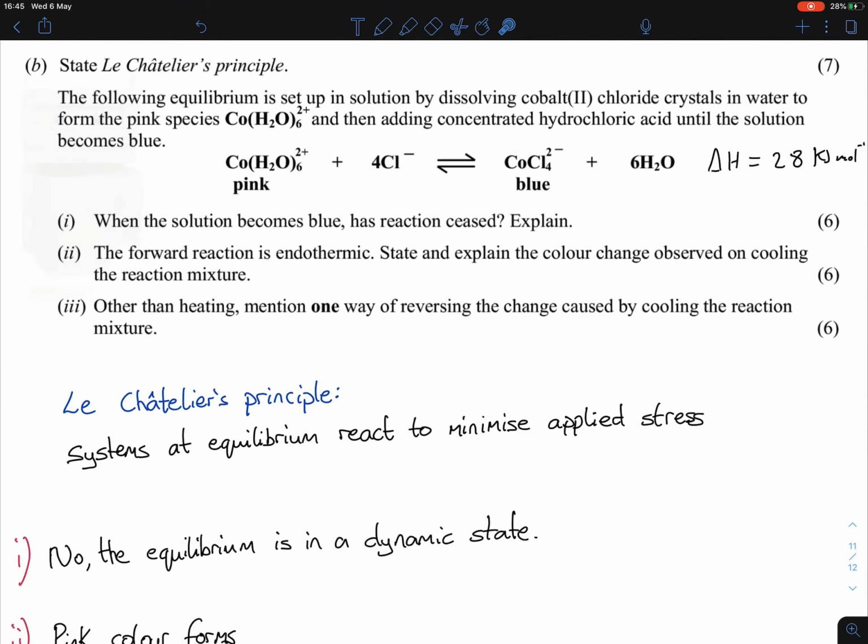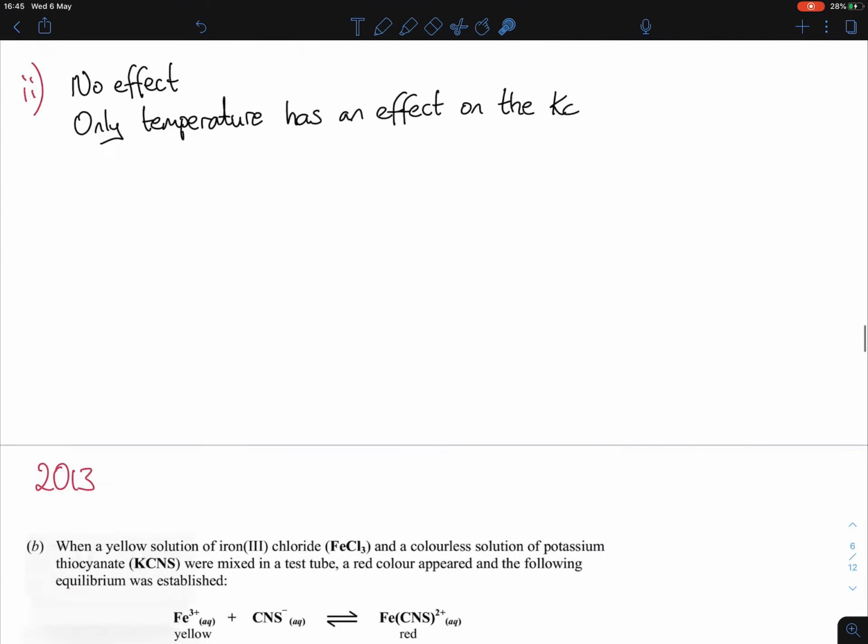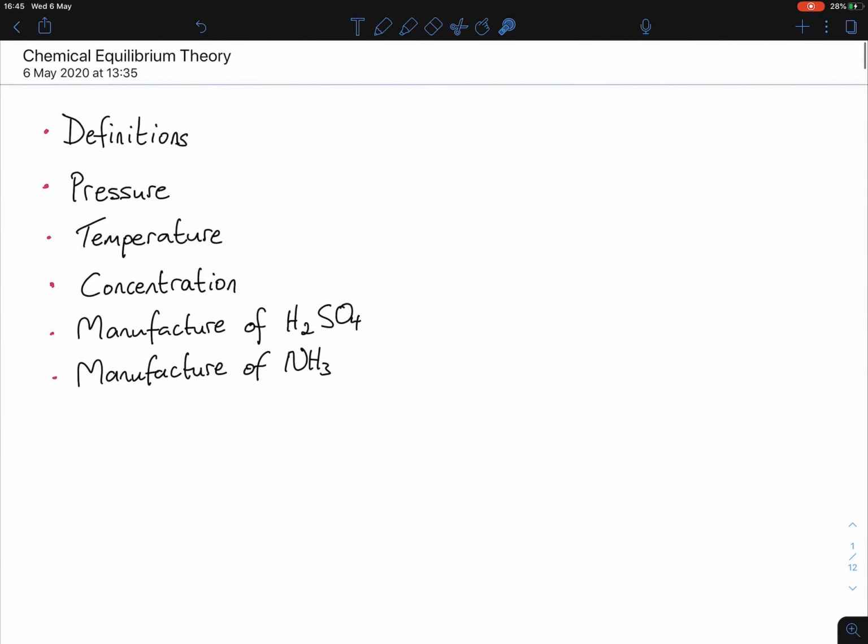So guys, that brings it towards the end of the videos. We've gone through quite a number of years there for the theory. And again, it boils down to the definitions. There's a few of them there: Le Chatelier's, chemical equilibrium, dynamic state, reversible reaction. Then we have the stresses: pressure, temperature, and concentration.